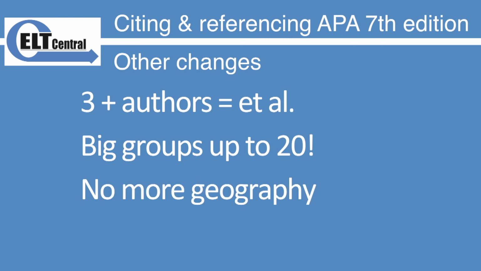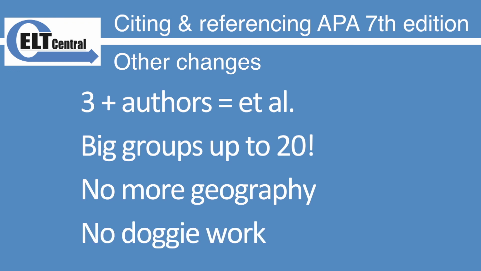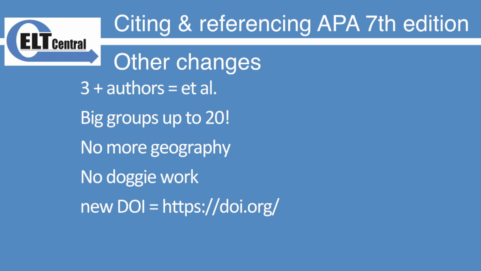We no longer use geography, as I've already mentioned, and we don't need to say retrieved from. There's also the reformatted DOI. We no longer refer to Kindle, we just give the book e-address, and there's an increase in the acceptable fonts, but make sure you refer to your own institution's guidelines there too, to be on the safe side.